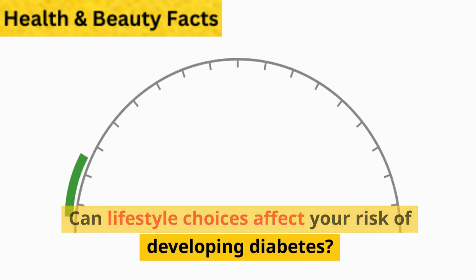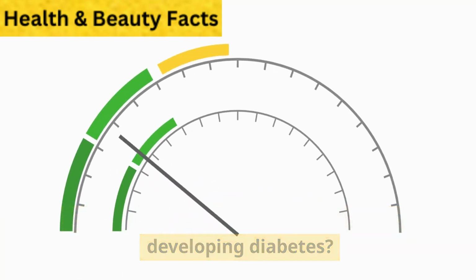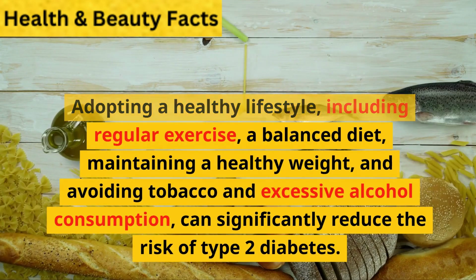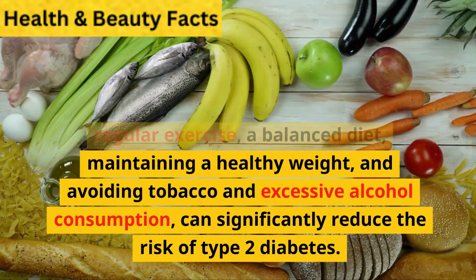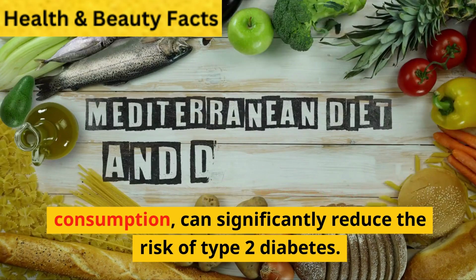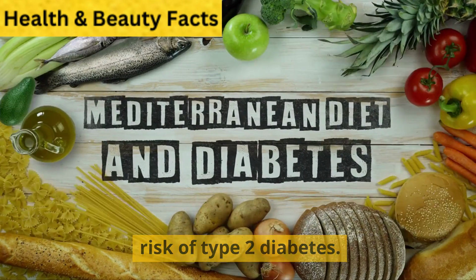Can lifestyle choices affect your risk of developing diabetes? Yes. Adopting a healthy lifestyle, including regular exercise, a balanced diet, maintaining a healthy weight, and avoiding tobacco and excessive alcohol consumption, can significantly reduce the risk of type 2 diabetes.